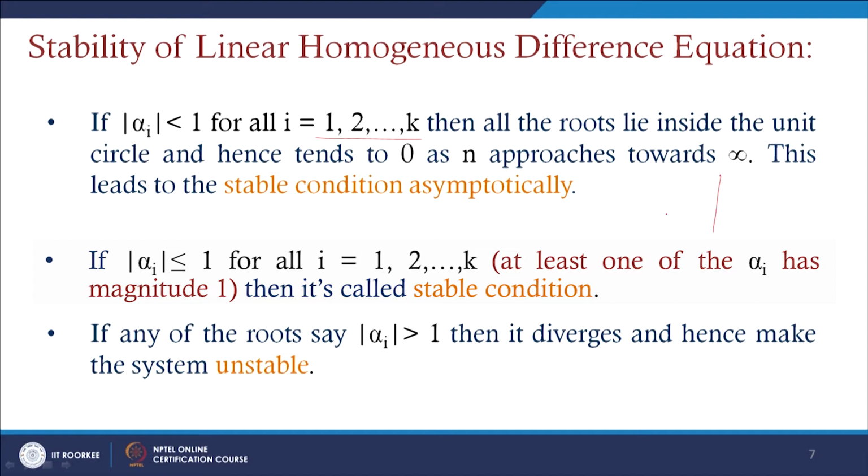If you see here, suppose you have a circle here, then this condition is coming towards the origin. That is why we say it is asymptotically stable. And if the absolute value of alpha i is less than or equal to 1, with at best one of the alphas equal to 1, for all i equals 1, 2 up to k, then it is called a stable condition. This means you will have a constant value and a straight line in that sense. If any one of the roots, say alpha i, is greater than 1, then it diverges and hence makes the system unstable here.